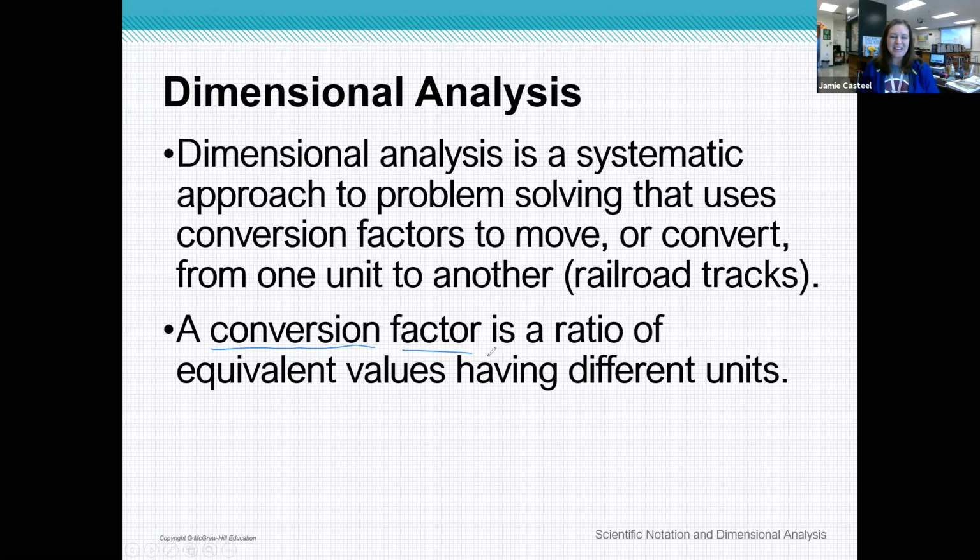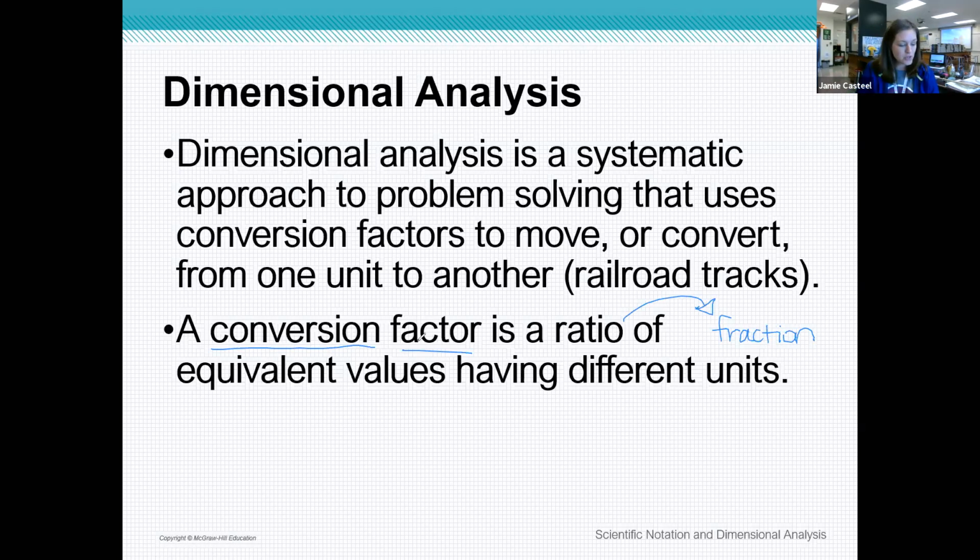definition. A conversion factor is a ratio. So that means I'm going to have a fraction, right? We're going to use a fraction that shows two equivalent values that have different units. So I want you to think of something that's equal to something else. Like if I were to say a dozen is what? Well, it's 12 of whatever. So one dozen donuts is equal to 12 donuts.